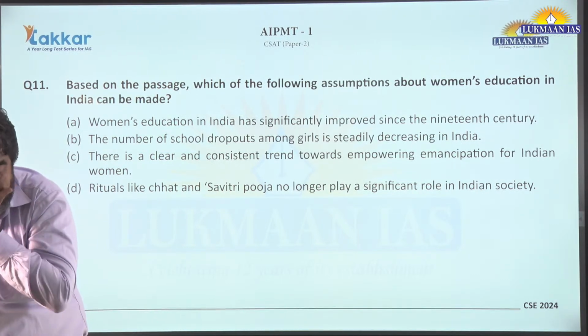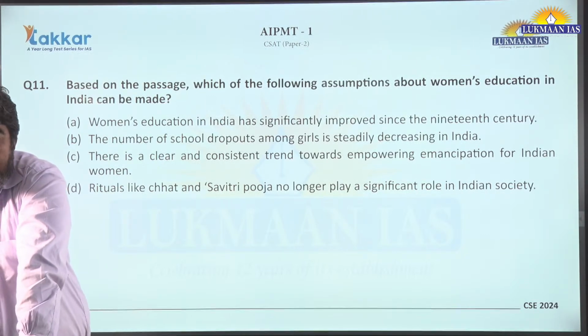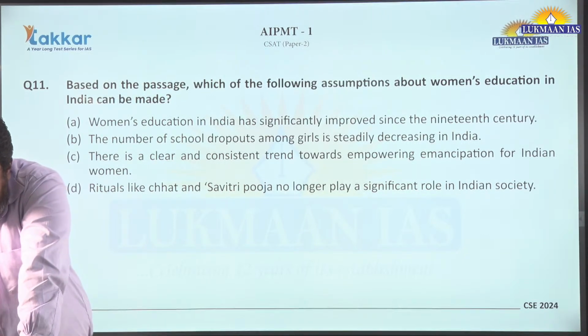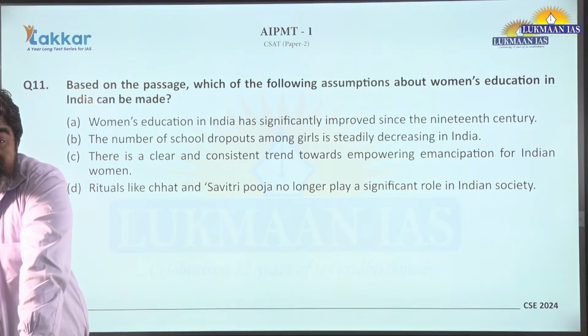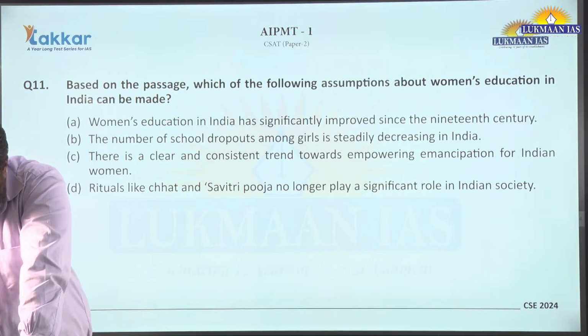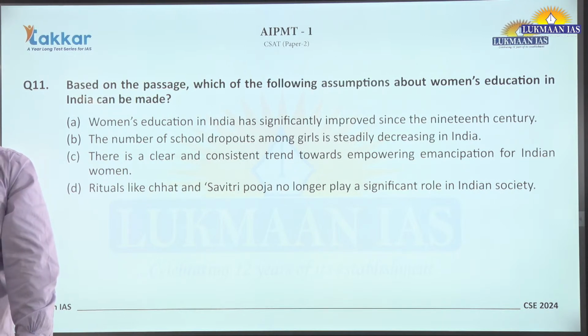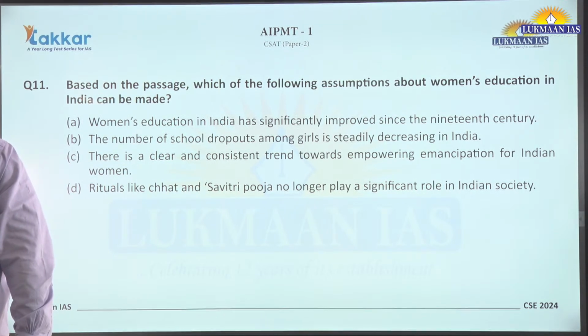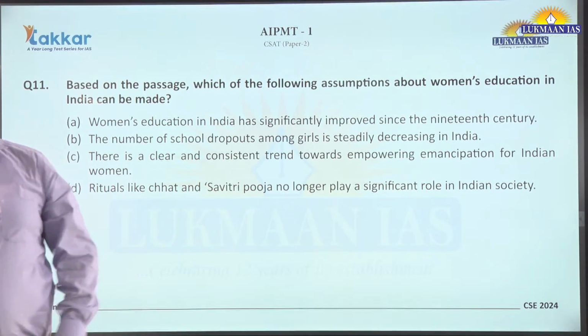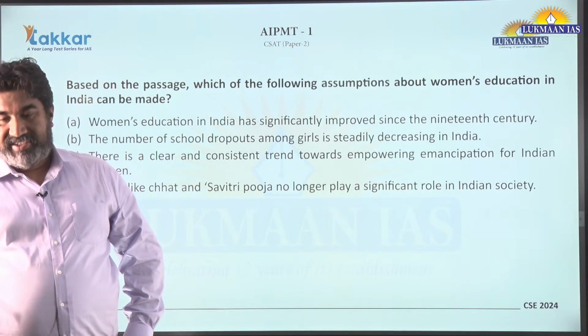Let us read it once again. Okay, there was some confusion which I hadn't seen. Option B is wrong because of the word unflinching, whereas the passage clearly mentioned that Chhat and Savitri Puja is increasing in popularity, so that option is also wrong. Now see, there is a clear and consistent trend towards empowering emancipation for Indian women. So the most suitable is C. There is a paradox, but the most suitable is C only. What was your option? B. Okay.